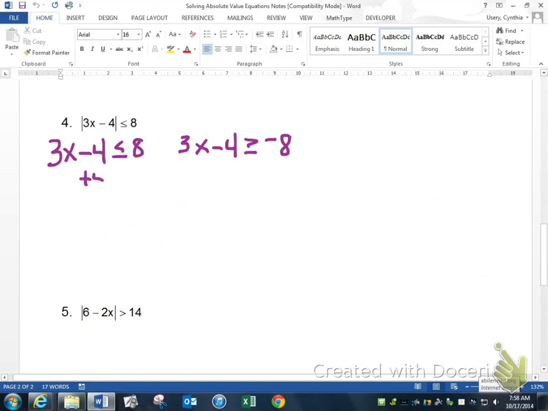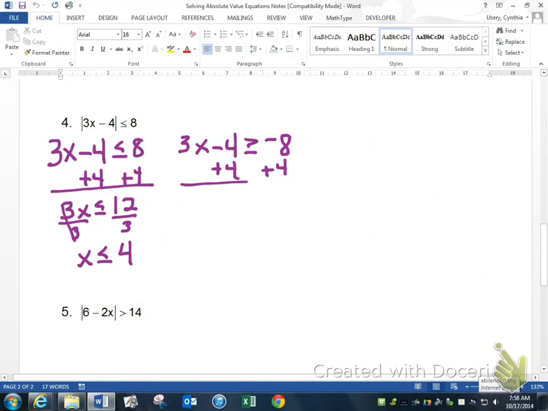So we're going to add 4. We get 3x is less than or equal to 12. Divide by 3. And x is less than or equal to 4. Okay, let's do the other one. So we're going to add 4. And we get 3x is greater than or equal to negative 4. Divide by 3. And x is greater than or equal to negative 4 thirds.